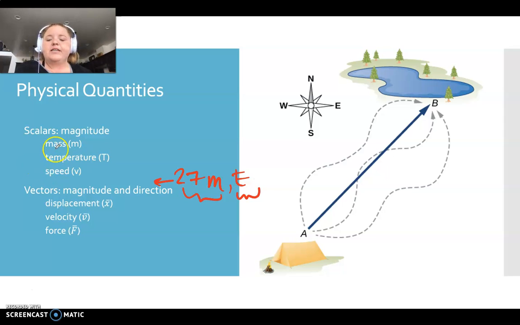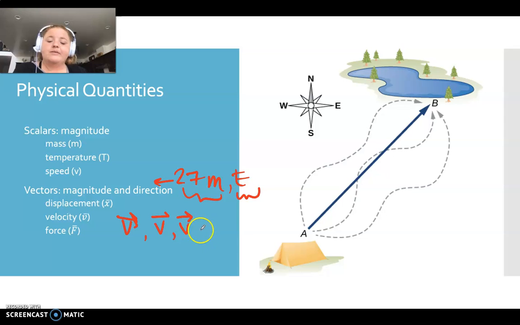Okay, typically scalars, you just indicate them as a letter. So mass is just m. Okay, speed is just a v. But when we look at vectors, we will put a little bar or an arrow above them. So for velocity, that is v bar, or you can say v arrow. So sometimes you'll see it like that. Sometimes you'll see it like that. Let me draw that better.